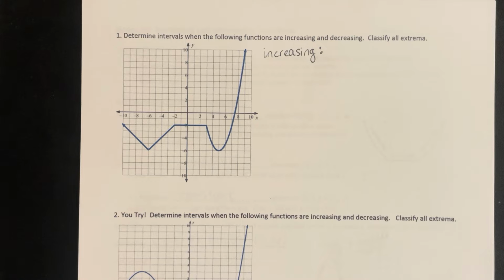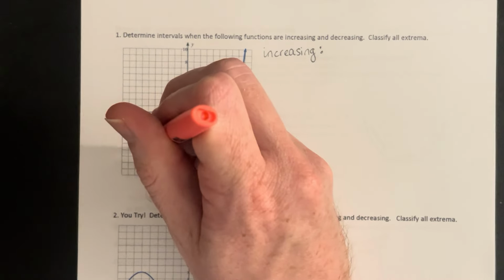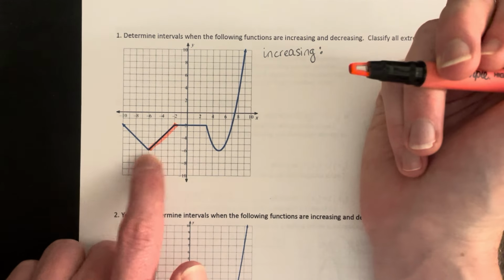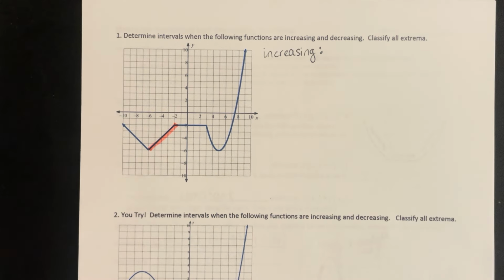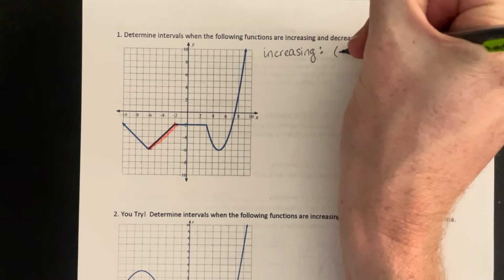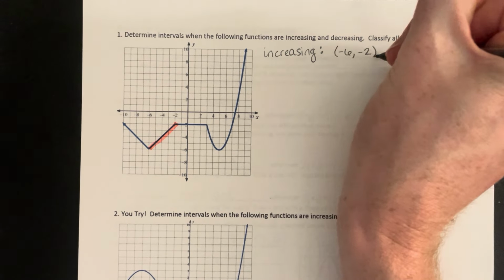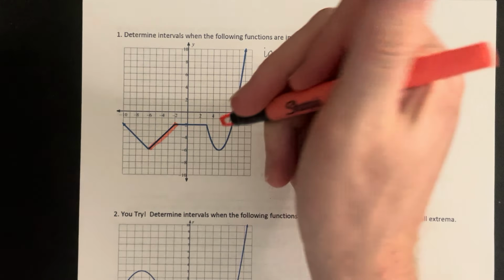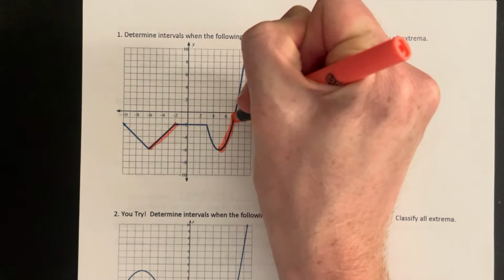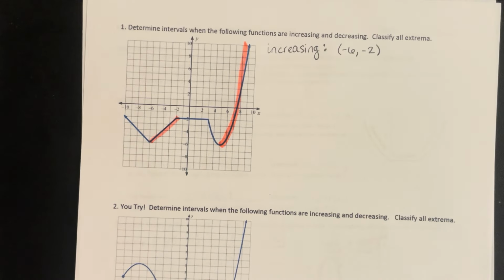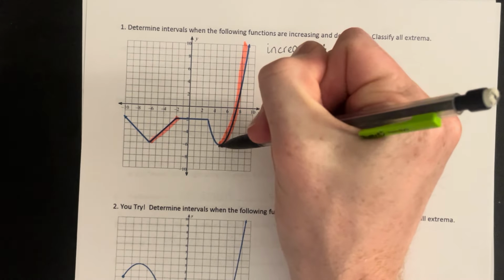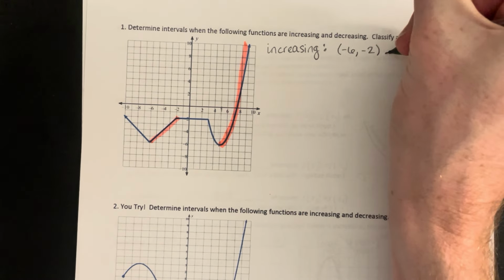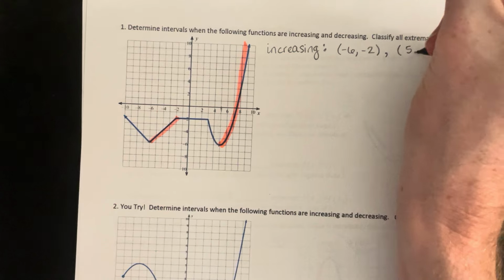So I look for our increasing section, and I see one positive uphill slope here between negative 6 and negative 2. We're looking at the x values. So one of the increasing sections is from -6 to -2. But there is another. The other section happens here on the end, when x is 5 all the way to positive infinity. So I'm going to put comma and then parentheses 5 to infinity.